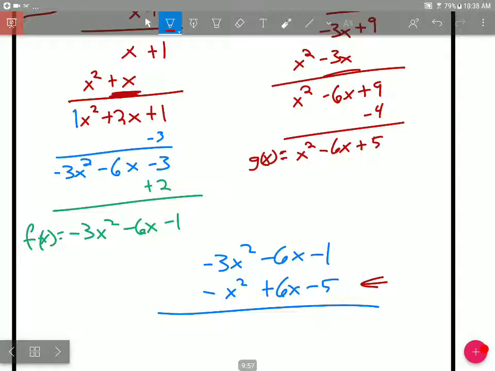It's a little simpler than that. Remember, it's f of x minus g of x, right? If we're subtracting them, since I'm switching the sign on the outside, I've got to switch the signs on all three of those.